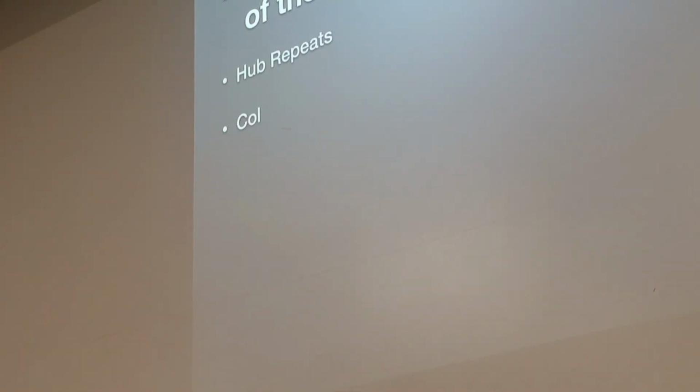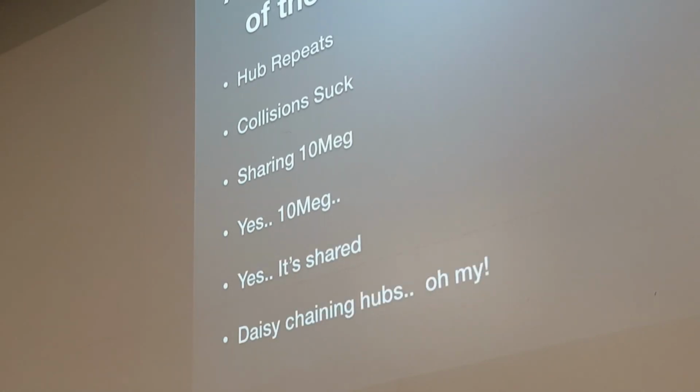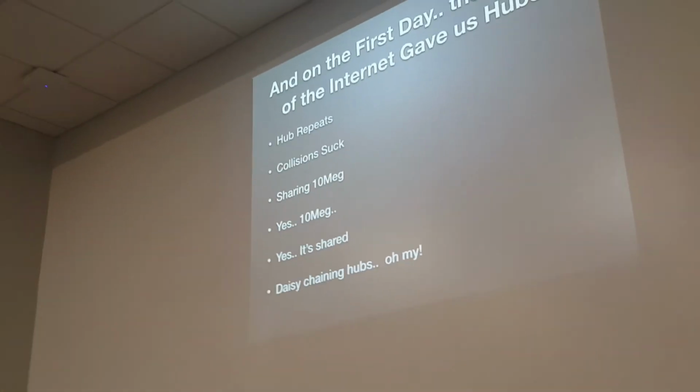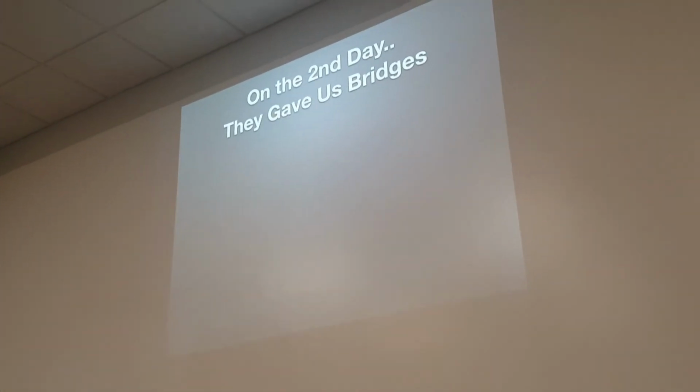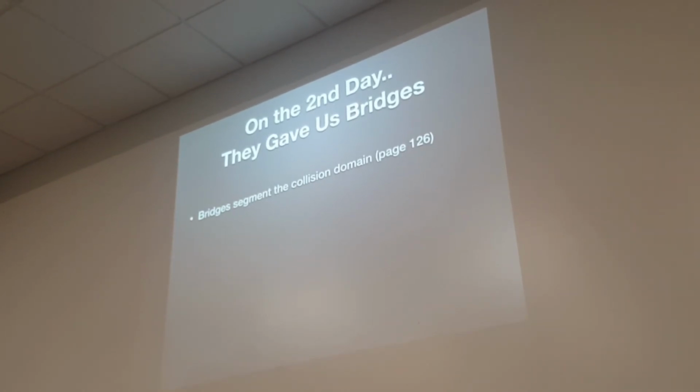Hubs repeat signals. That means you have collisions because you only get half duplex. You're sharing 10 meg, and daisy chaining sucks. So hubs were awesome, not really. Then we got bridges. They segment collision domains. So everybody on this side of the bridge can collide on a hub, and everybody on this side can collide on a hub.